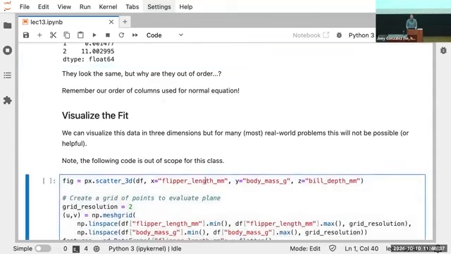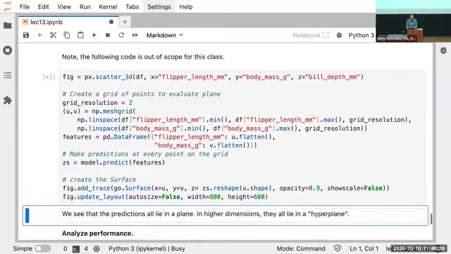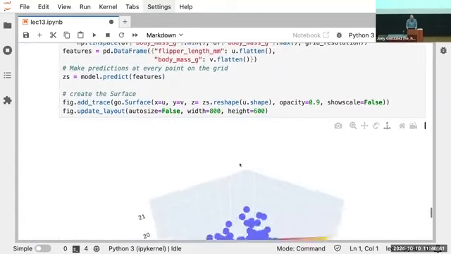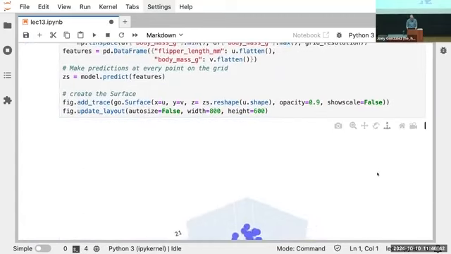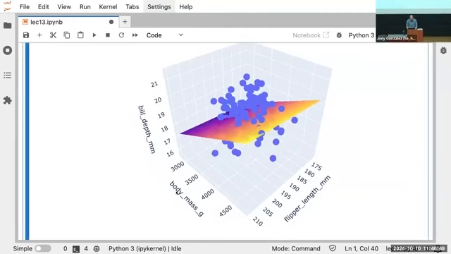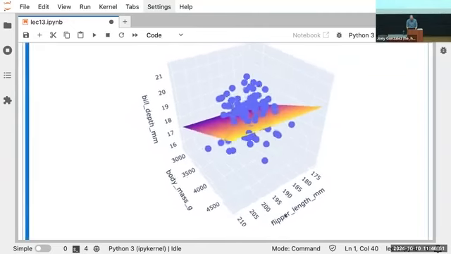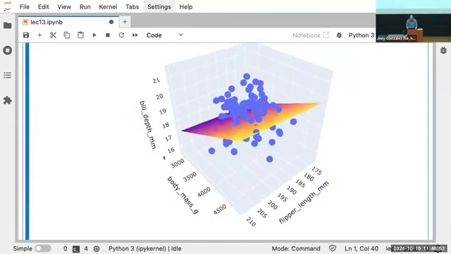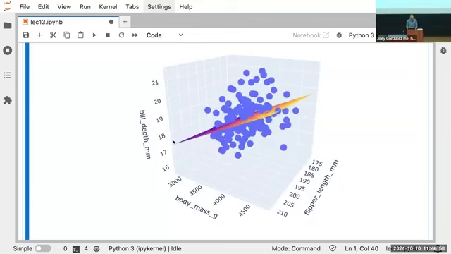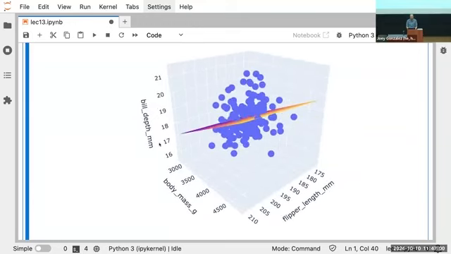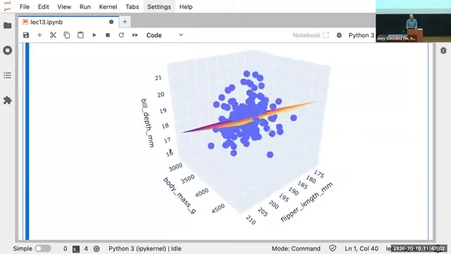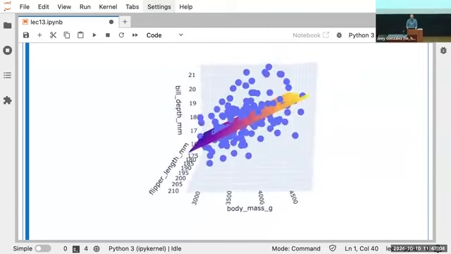When I visualize this, what will I see? Okay, here you go. This is how you visualize this data. So we have the body mass of the penguin, the flipper length of the penguin, and I'm trying to predict the bill depth. These blue dots are my data, and that plane is my model. Did I do a good job?